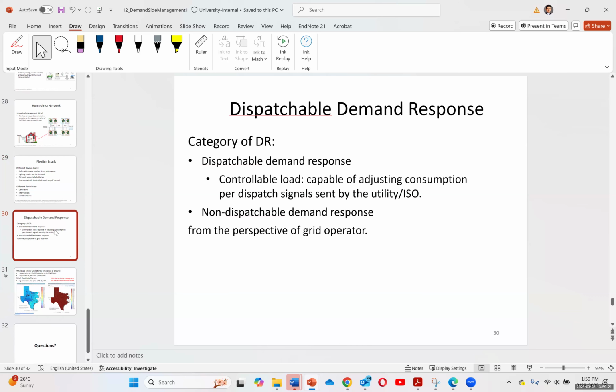Then we have dispatchable demand response. In the category of demand response, we have dispatchable demand response, controllable loads, like the ones that are capable of adjusting consumption per dispatch signal sent by the utility. And we have dispatchable demand response from the perspective of the grid operation.